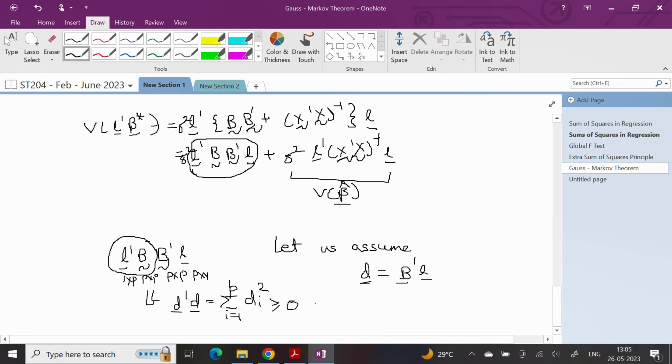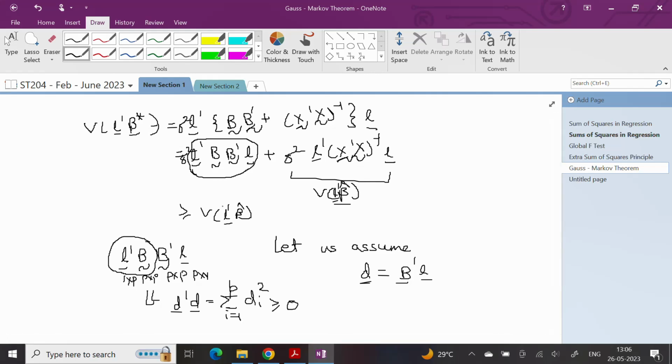Because it is square, because it is the norm of a vector, it has to be greater than or equal to 0. And in fact, as soon as one of the D i's is non-zero, it has to be strictly positive. Hence, we have now proved that the variance of L prime beta star is greater than or equal to the variance of L prime beta hat. Yeah, here I missed it. This is the variance of L prime beta hat, not the variance of beta hat. Thus, what we have proved is that the variance of L prime beta star is greater than or equal to the variance of L prime beta hat.